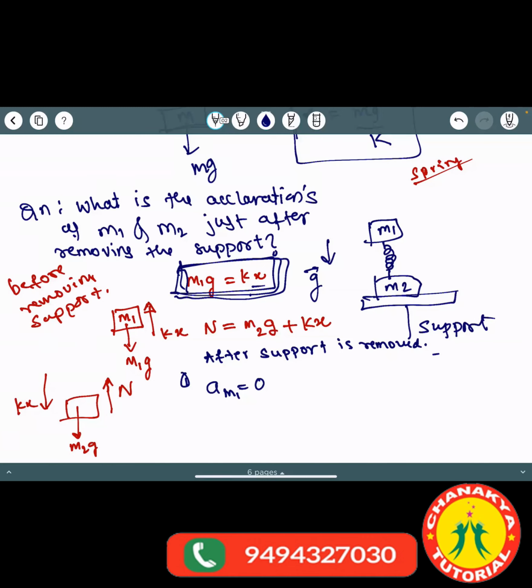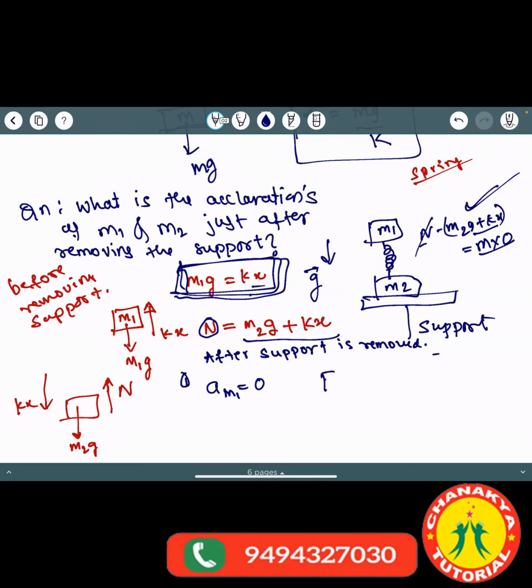Minus Kx. Only that? M2G is also there. See, just see from the equation, you put N equal to 0. Why we said N is equal to M2G plus Kx? Because the net force is N minus M2G plus Kx, and net force equals mass into acceleration. Acceleration is 0. That's why we said this equal to this. Correct? Yes, sir. Now N became 0. Then what is the net force remained? M2G plus Kx.